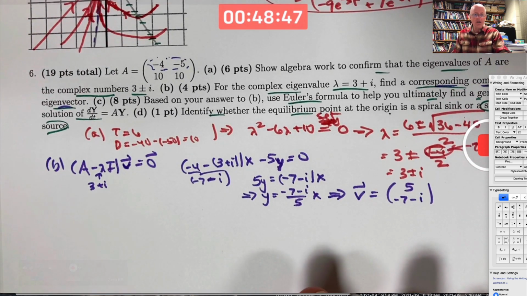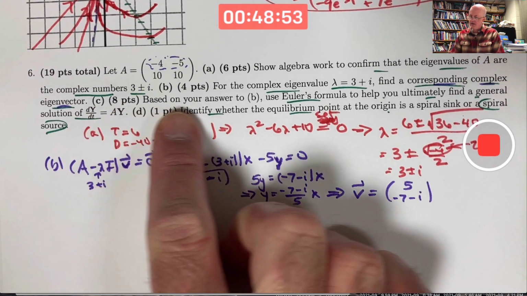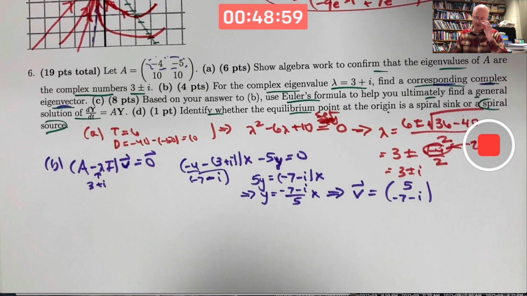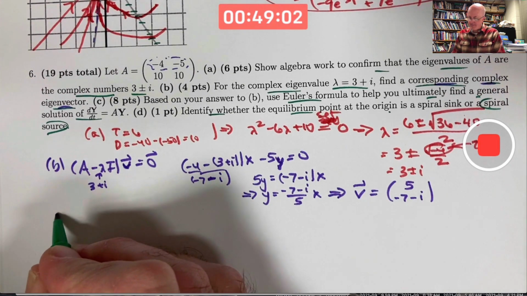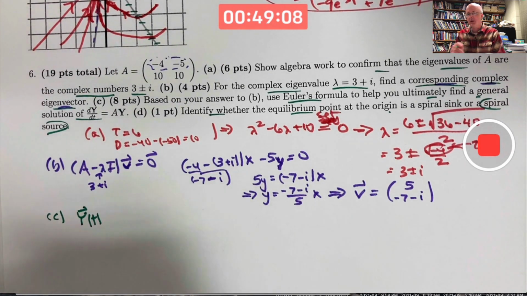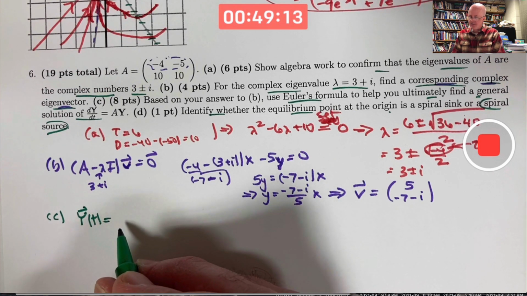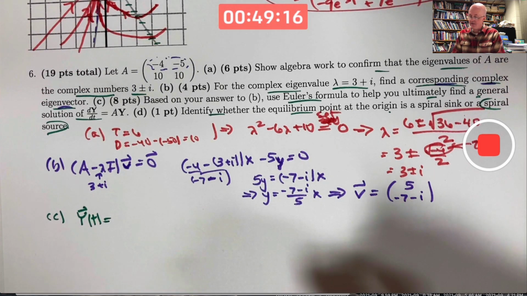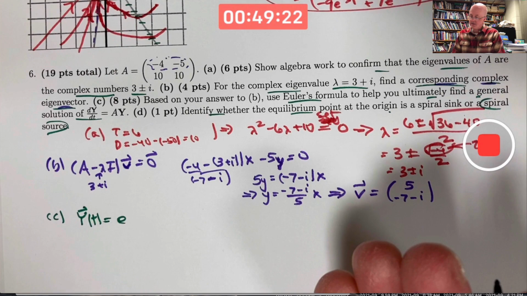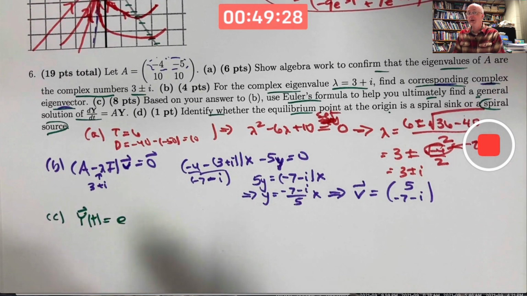All right, so that's part B. We found the eigenvector. Now part C. Use Euler's formula, Euler's identity, to ultimately find a general solution. So you've got to know some things here. A complex solution, this is related to the third problem where we were talking about real and imaginary parts of solutions, is e to the lambda t times v, where lambda is your complex eigenvalue and v is your complex eigenvector. What we need to do is separate that into real and imaginary parts and choose the real and imaginary parts to form our general solution. They will end up being linearly independent real vectors.